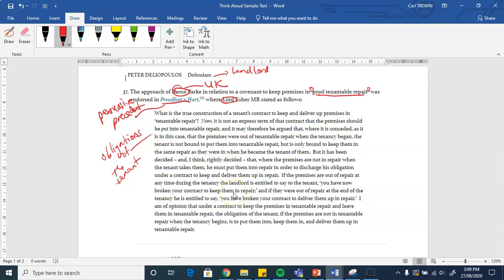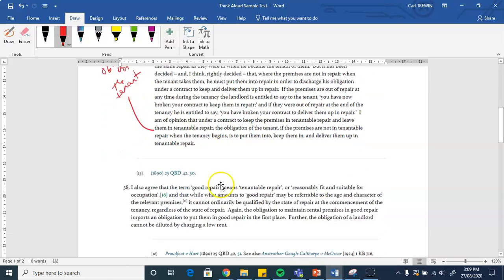Interesting. So this is putting the obligation on the tenant to repair the property.